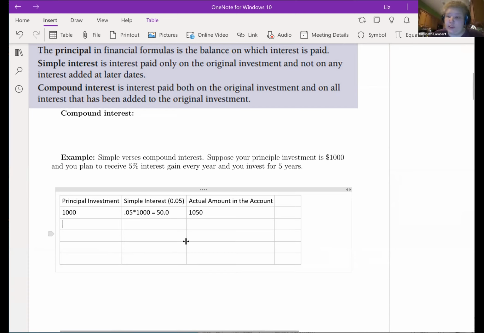All right, now we're going to do this 5 years. So the next year on simple interest, I still calculate it based on that initial investment. So it's going to be another $50. In fact, every year it would just be $50, and then we would just add 50 each year. So then it'd be 1,100, and then 1,150, and then 1,200, and then 1,250.